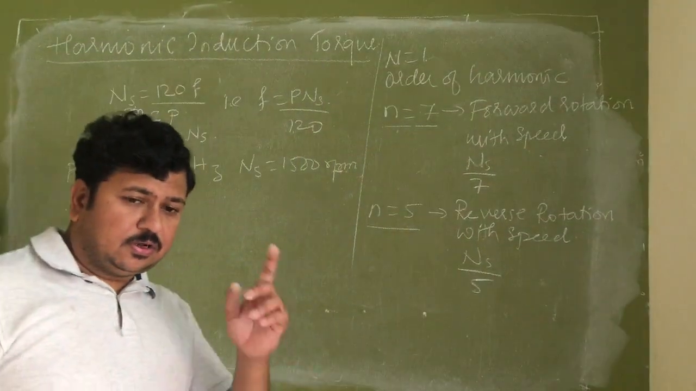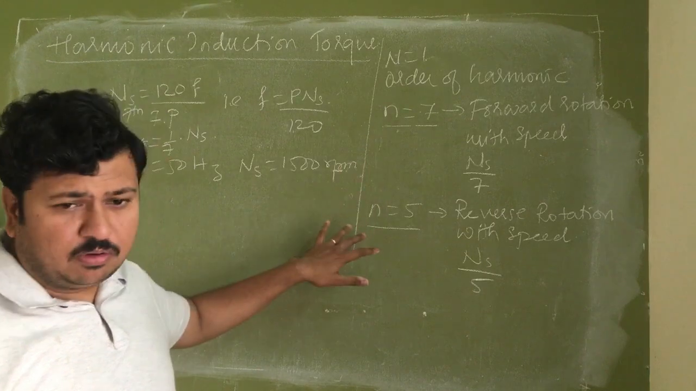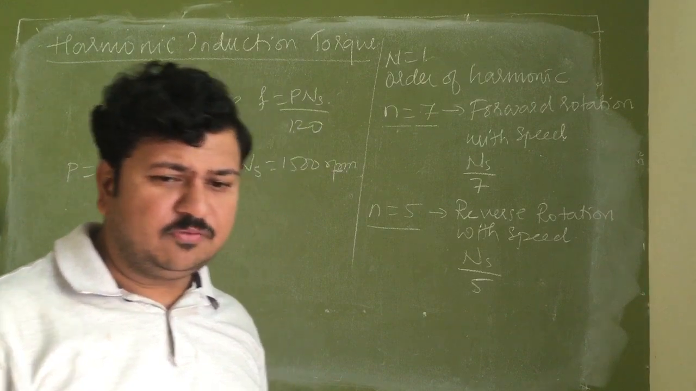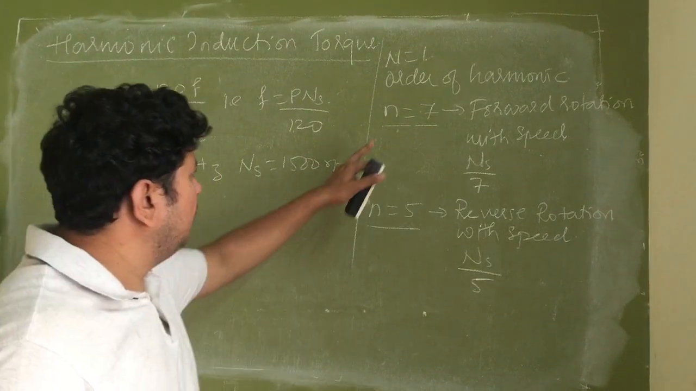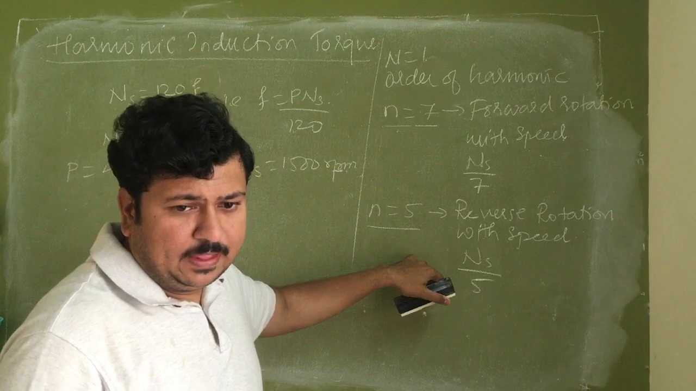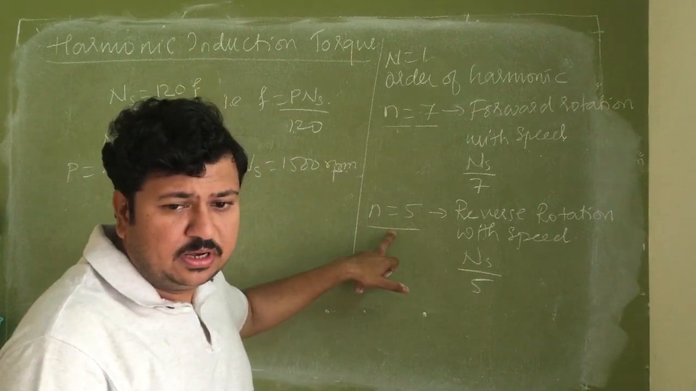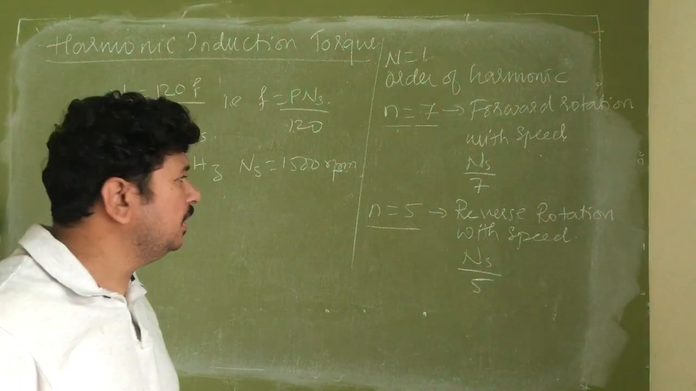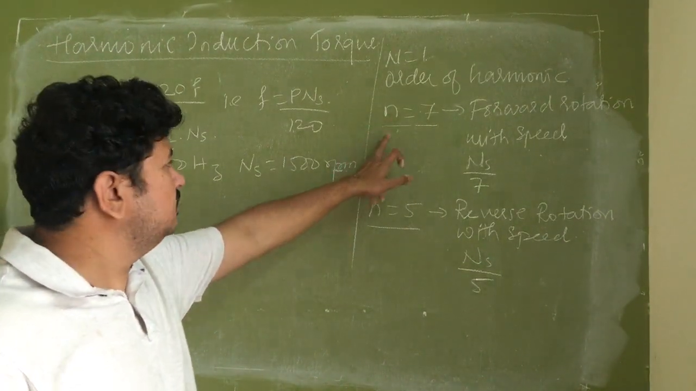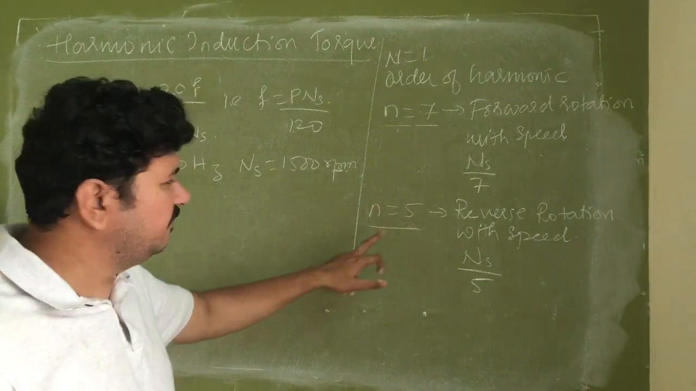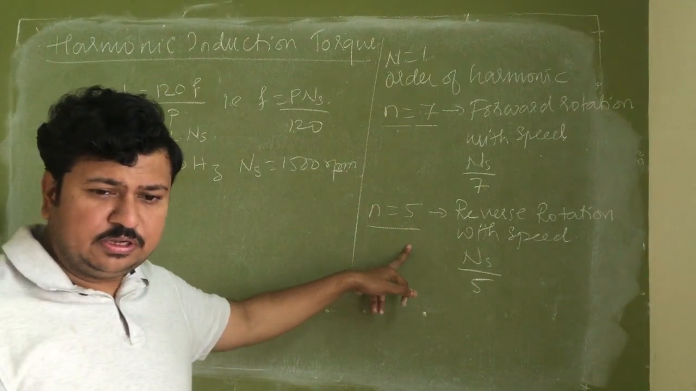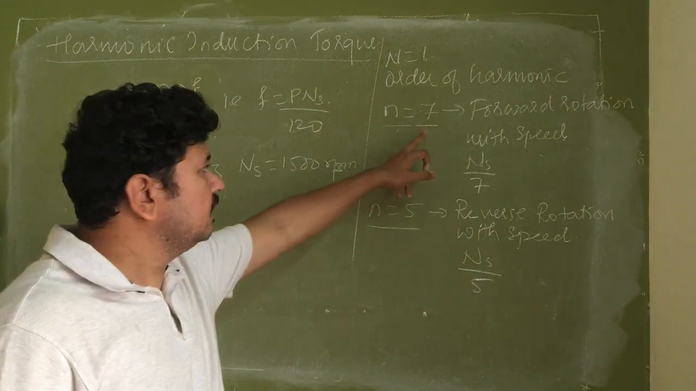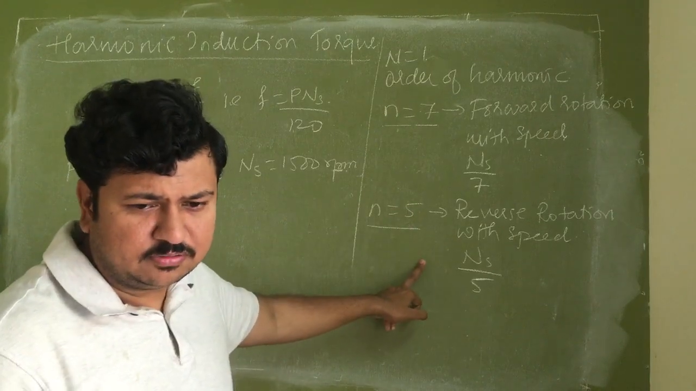Therefore the torques are induced because of these two fields. Now what is happening, there is a rotating harmonic magnetic field of order n equal to 7 and n equal to 5. These two harmonic fields will link to the rotor, and harmonic induced EMFs are produced in the rotor: the induced EMF of 7th order harmonic and the induced EMF of 5th order harmonic. These two induced EMFs will produce the respective currents in the rotor: 7th order current and 5th order current.